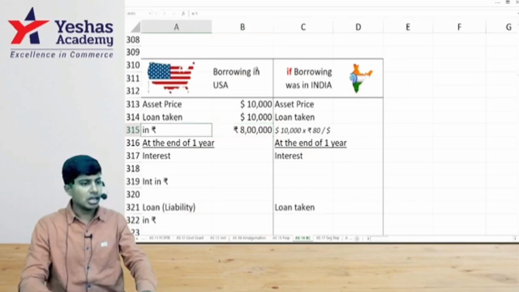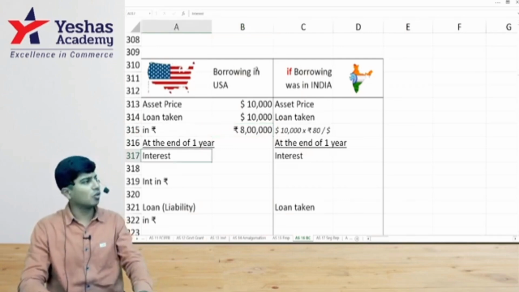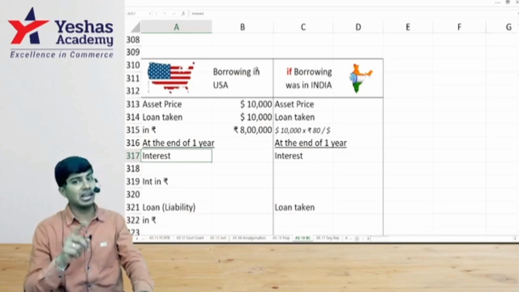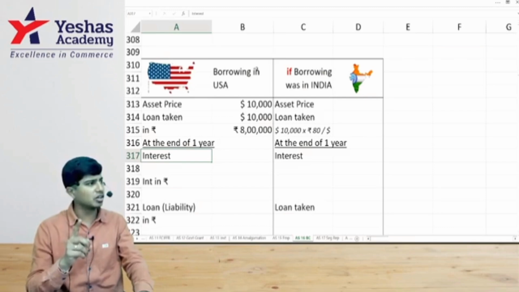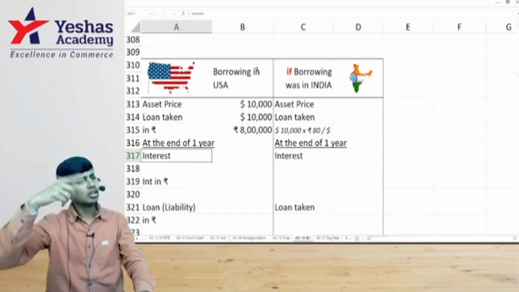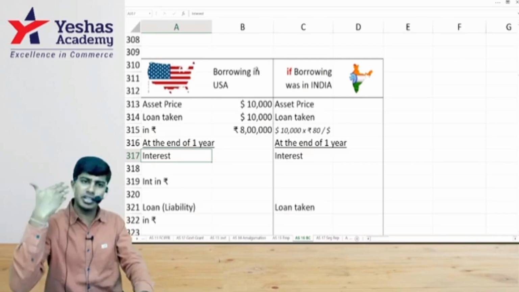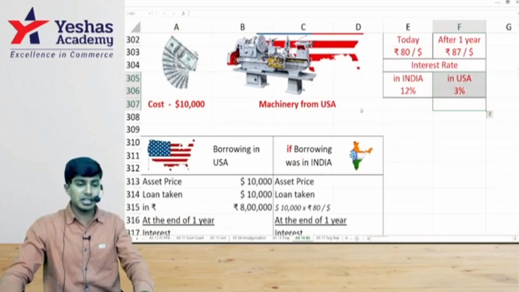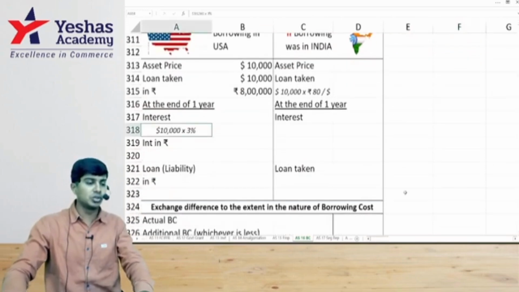Everyone understood this? Now let's see at the end of year 1. What would be the interest amount? The interest amount will be on rupees 8 lakh. It will not be on $10,000. Or will it be on $10,000? Where did we borrow money? Did we borrow the money in India or in USA? So the interest will actually be on $10,000. What is the interest rate? It will be 3%. Compute $10,000 × 3%.